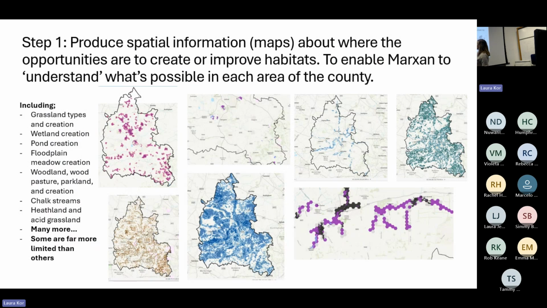Here you can just about see the areas available for us to create heathland, so really, really restricted in our part of the country. And so if we want to make sure that those are included, we really need to ensure that is in our overall network. But for things like pond creation, it's a lot more flexible. We don't have to be as focused on locations. We can do it in a lot of areas.